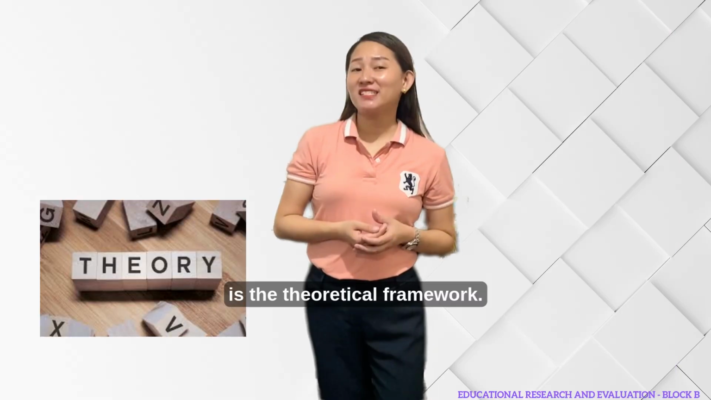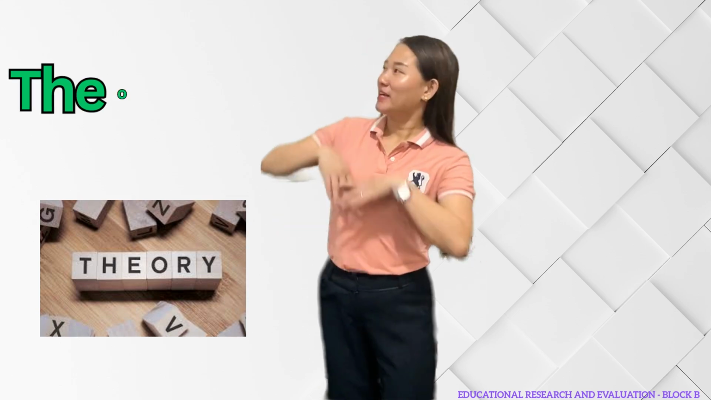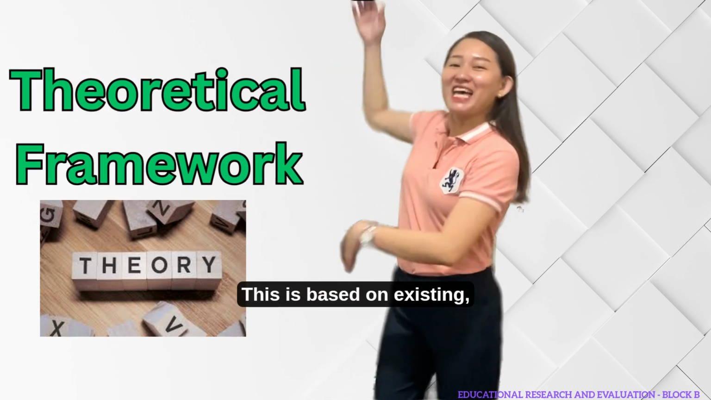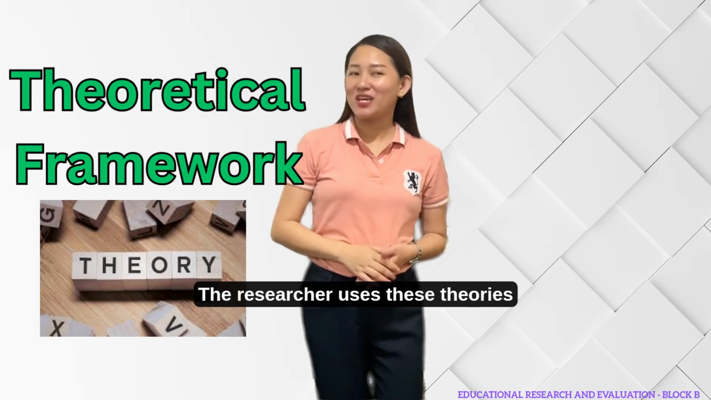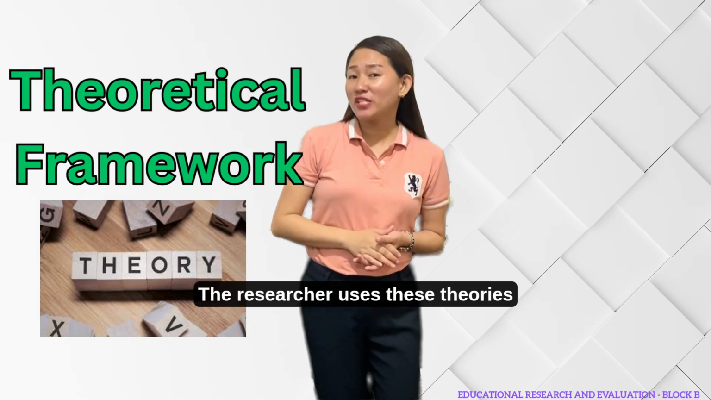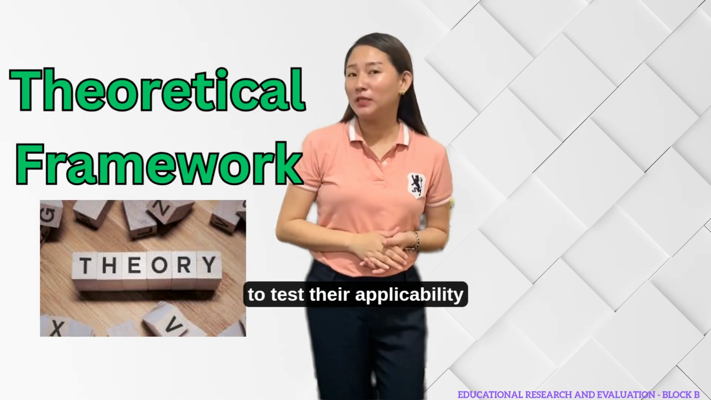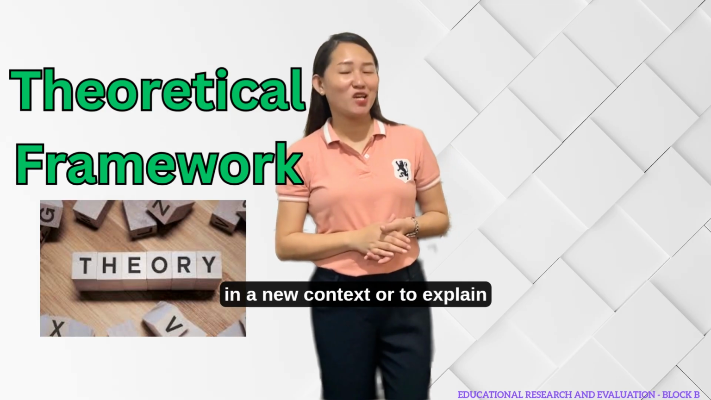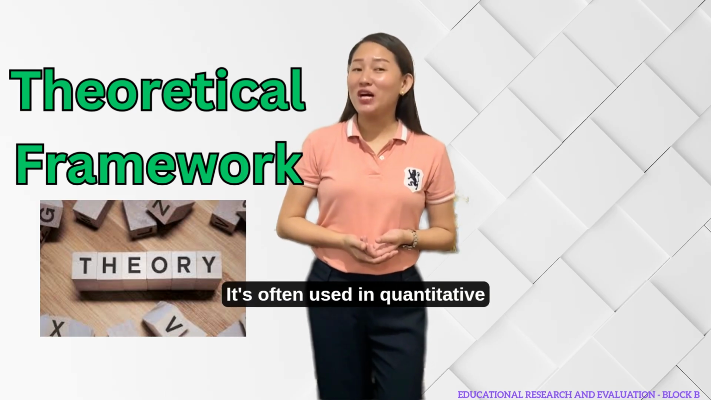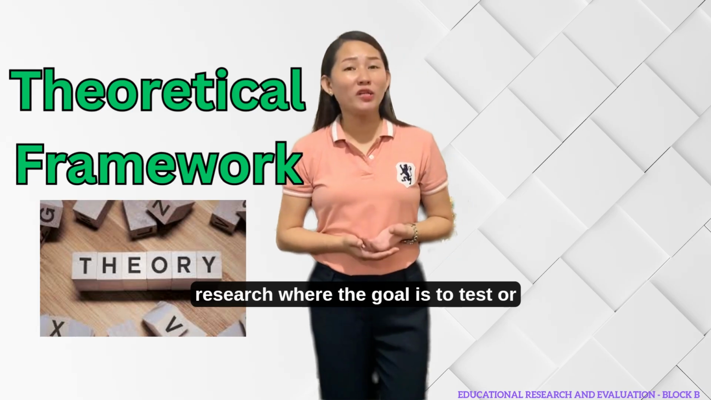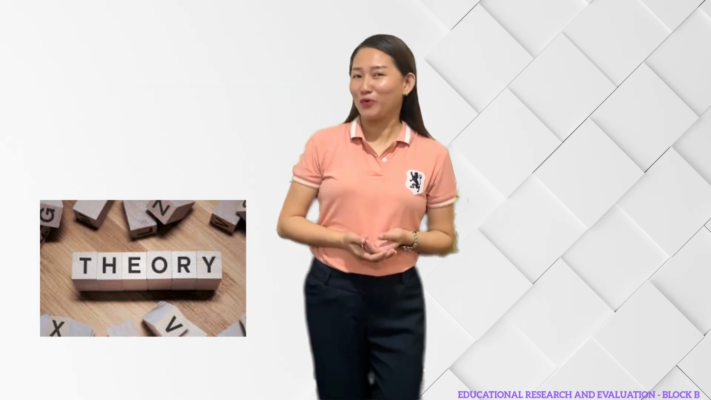The second part is the theoretical framework. This is based on existing, well-established theories. The researcher uses these theories to test their applicability in a new context or to explain a new phenomenon. It's often used in quantitative research where the goal is to test or validate a theory.